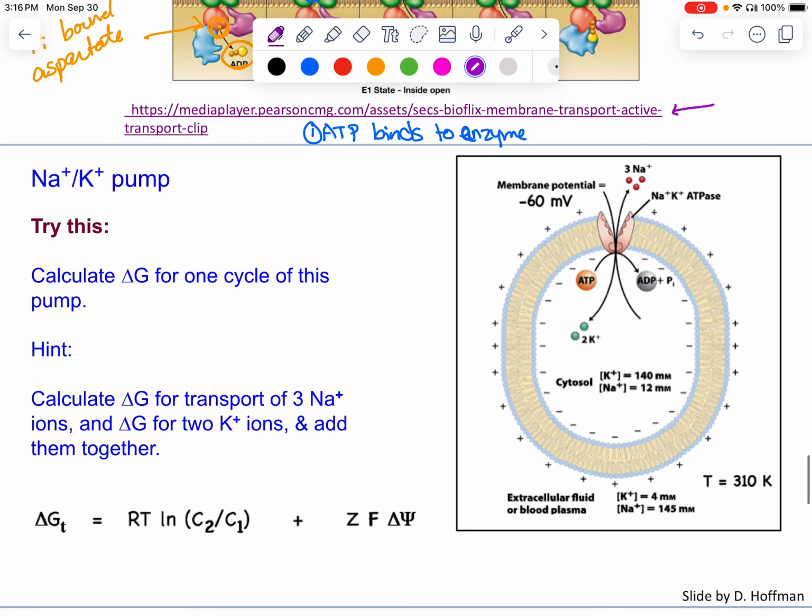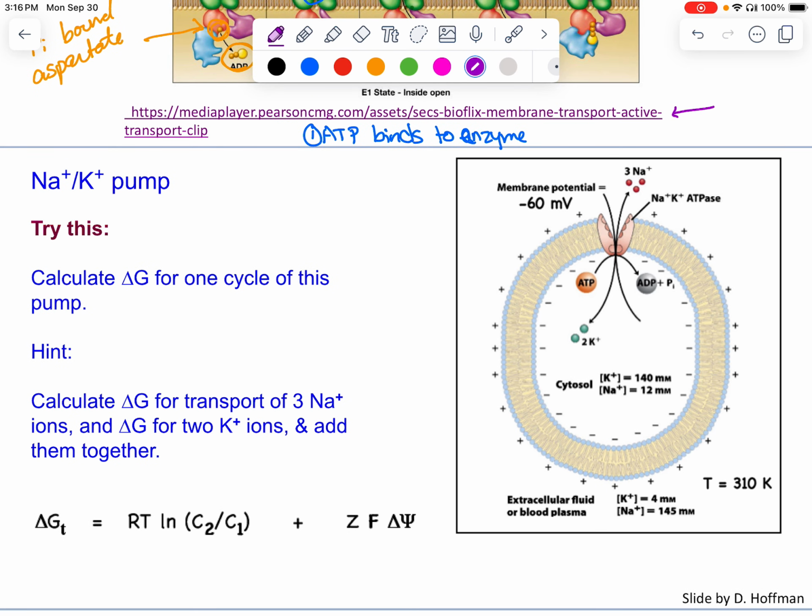All right, let's try a calculation for this sodium-potassium pump. We want to calculate delta G for one cycle of this pump. We have already been given the value that we expect for the ATP going to ADP plus the phosphate. Delta G should be around, I keep forgetting the negative, y'all, but we know it's giving off energy.